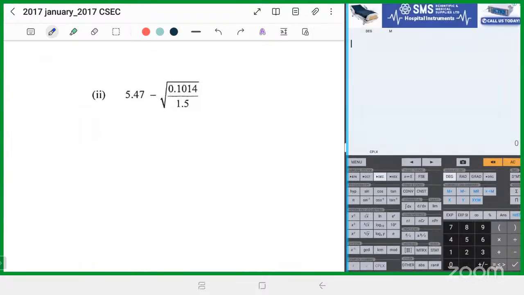And this one is 5.47 minus the square root of a fraction. And the numerator is 0.1014, and we are dividing that by 1.5.